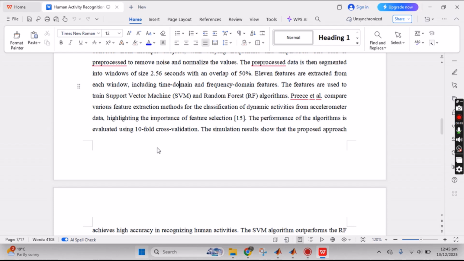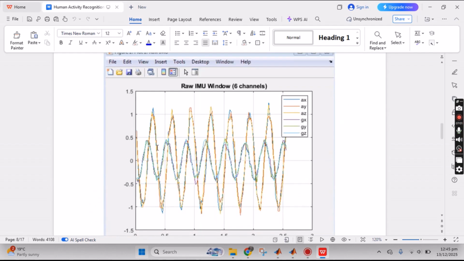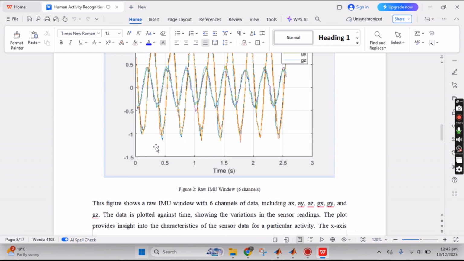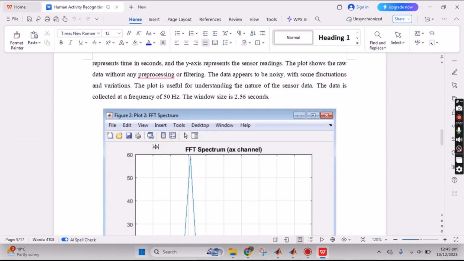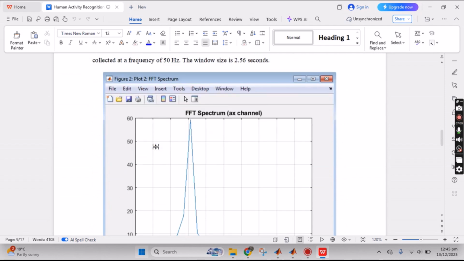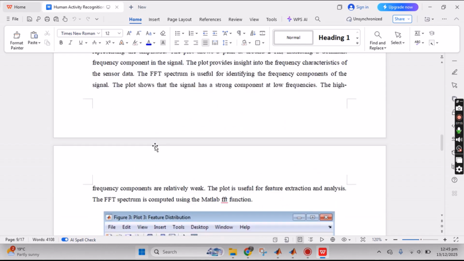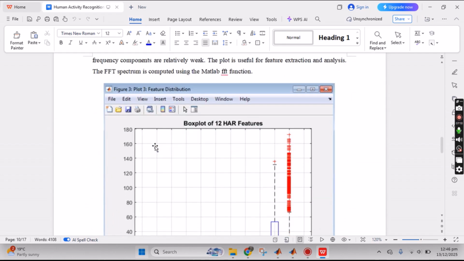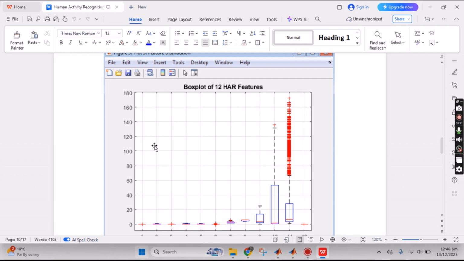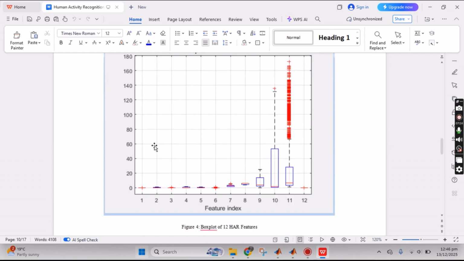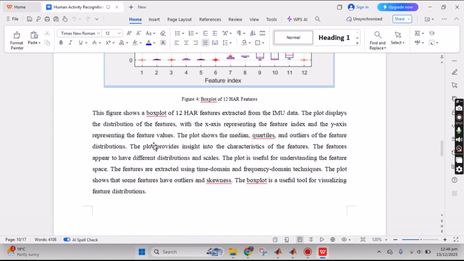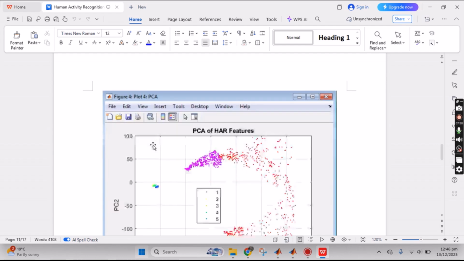The RF algorithm is used to identify the feature extraction method for the classification of dynamic activities from accelerometer data, highlighting the importance of feature selection as well. Here is a raw IMU window, which provides the raw dataset, and the next one provides the FFT spectrum feature extraction. FFT means fast Fourier transform. The next one is a box plot of 12 HAR features, which provides the output of the 12 HAR features, and the next one is PCA of HAR features.